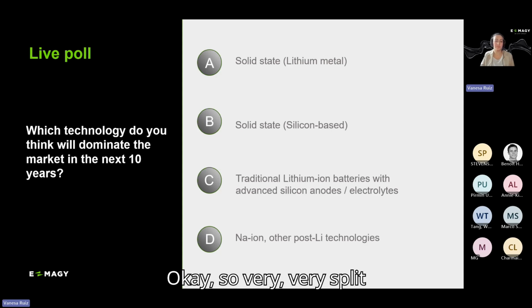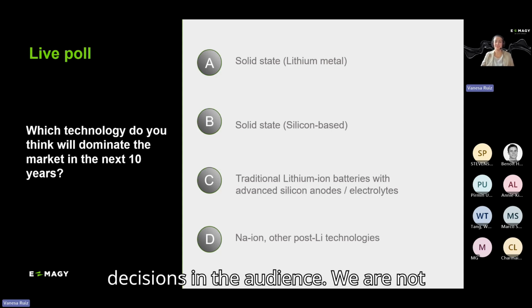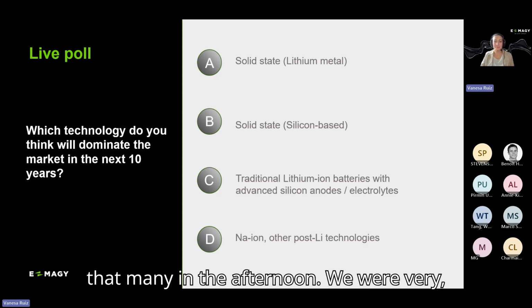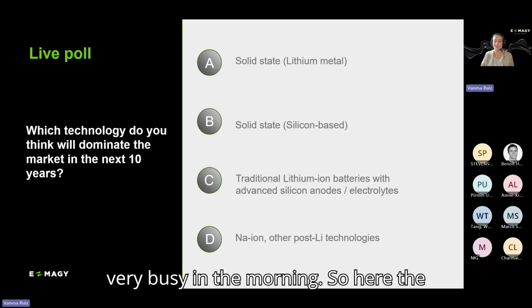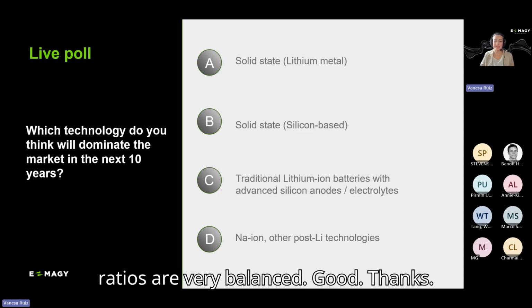Okay, so very split decisions in the audience. We are not that many in the afternoon. We were very busy in the morning, so here the ratios are very balanced.